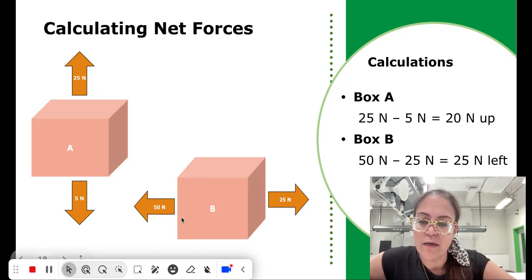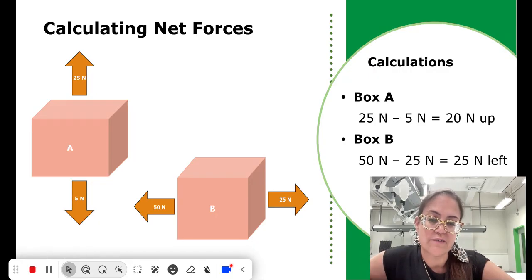Then we have this one. We have 50 newtons to the left and 25 newtons to the right. Opposite directions, so we subtract. 50 minus 25, our answer is 25. And then which direction? This side has the bigger force. So this box is going to move with a force of 25 newtons to the left.